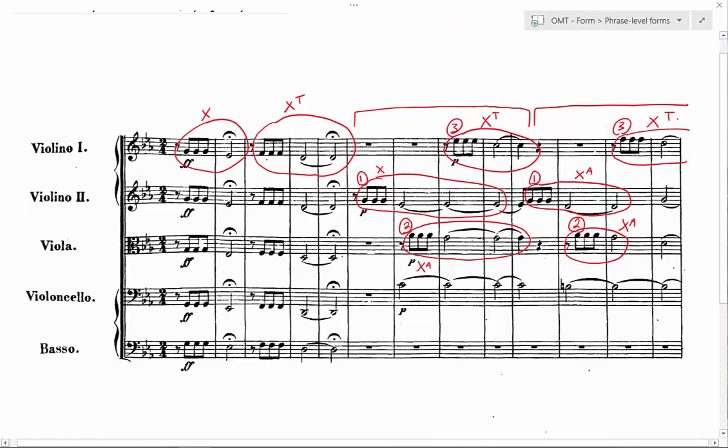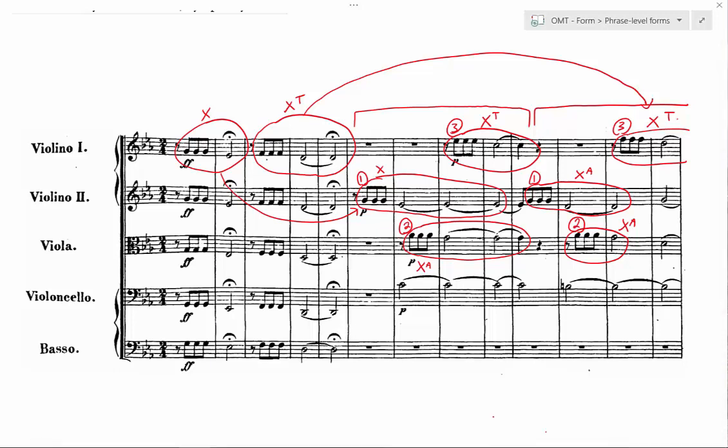There we go. So what's interesting about this first half of the phrase is that it begins with the statement of motive X from the introduction, and it ends with the same transposed statement of motive X from the introduction. So the introduction gives us G down to E flat and F down to D, and then in the first half of the phrase we begin with that G down to E flat, and then violin 1 ends it with the F down to D version of motive X. So that's why it's important to recognize those 2 statements in the introduction, because they sort of foreshadow what's going to happen here in the first half of the phrase.